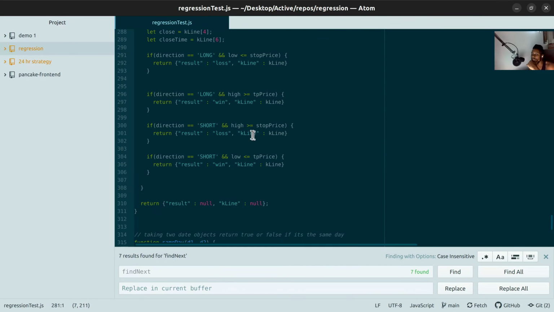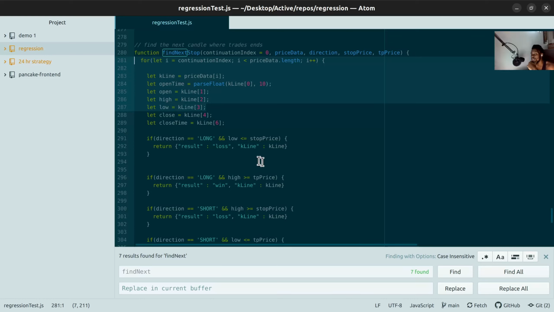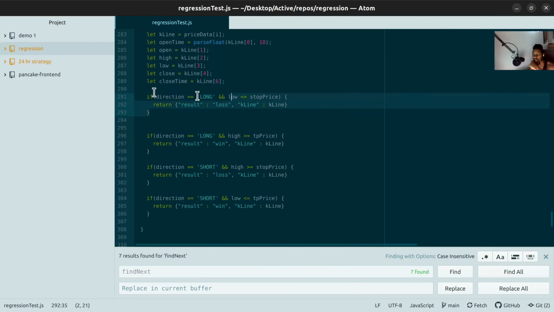High key, I kind of have to write my comments because half the time I have no idea what this code is after it's been a couple days. But you can see it says if direction long, and it's calculating if you win or lose. I'm just going to make sure real quick I didn't do something stupid there.